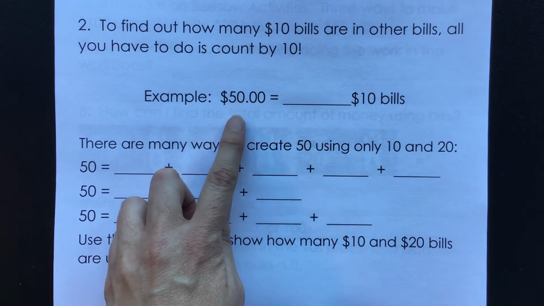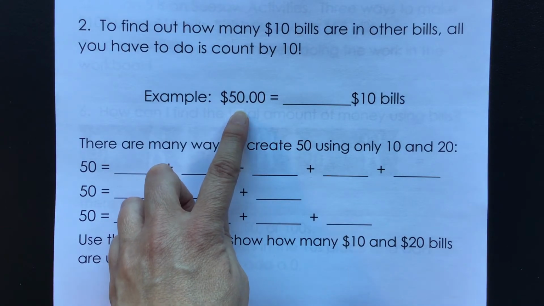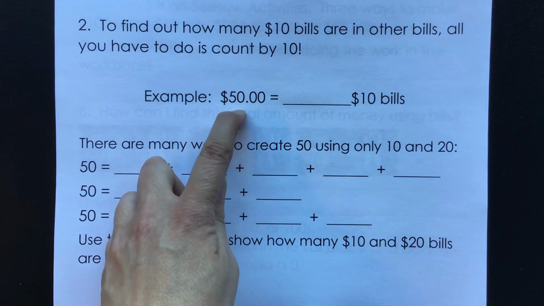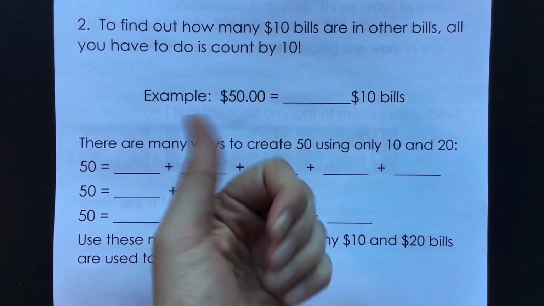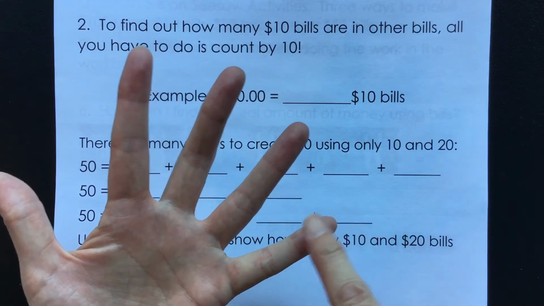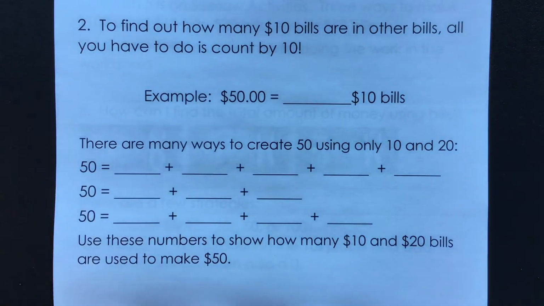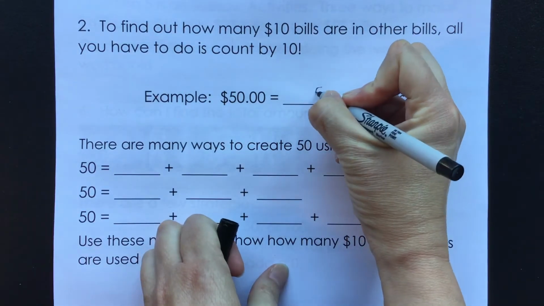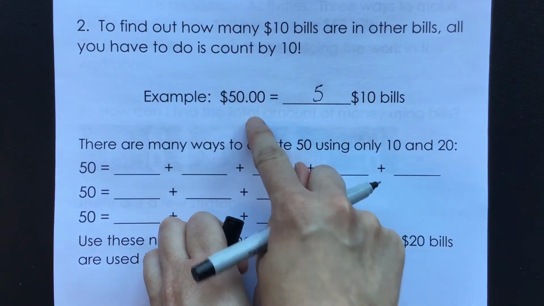For example, now this one is to be in your book. So yes, I am doing one of some of your work that's in your book, but that's okay. You'll have to do the other 2 on your own. So $50 is equal to how many $10 bills? Again, we're going to count by 10. 10, 20, 30, 40, 50. I stop at 50 because that was my stopping point. How many $10 bills? There's 5. So if I count by 5, 10 times, I get to $50.